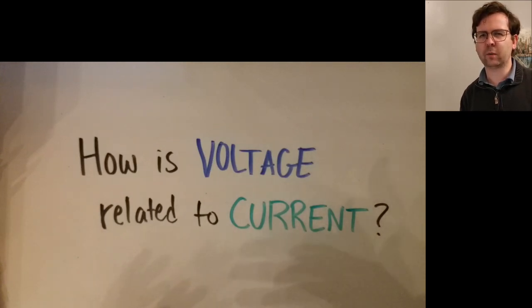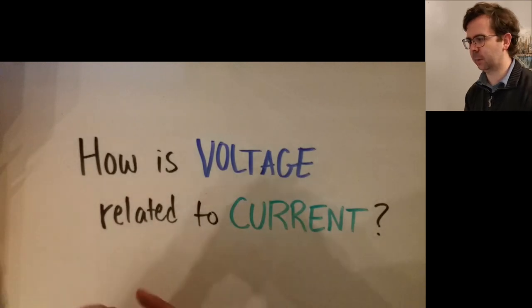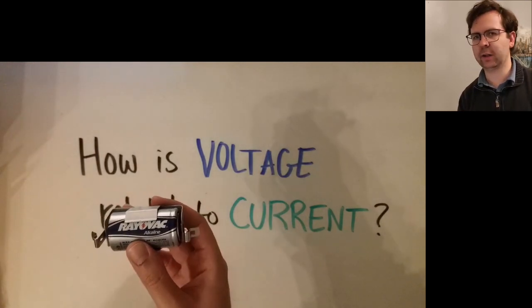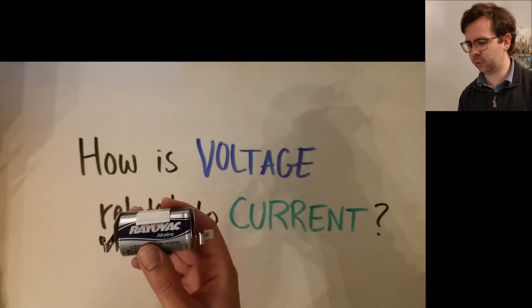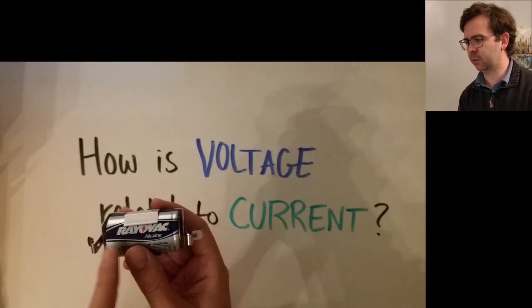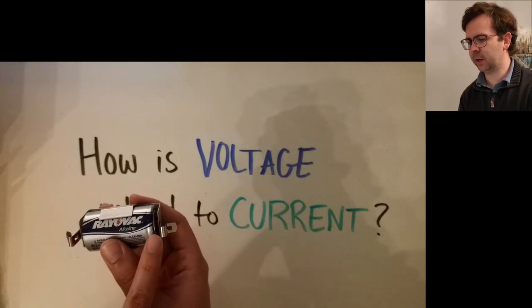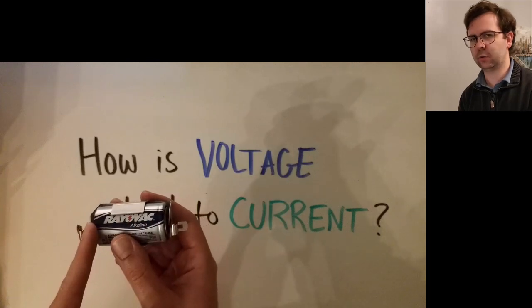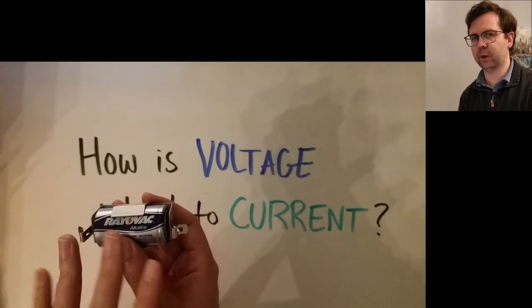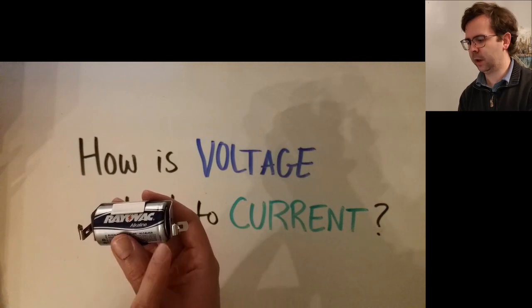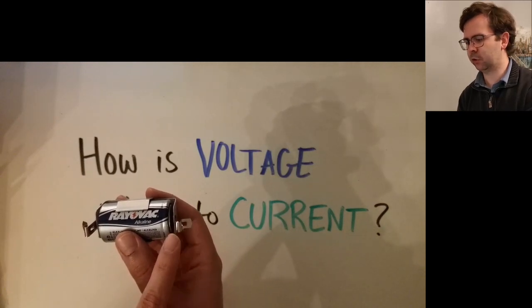So in order to find the relationship between these two, I need to first find a source of voltage. So I have one here in a battery. A battery provides a difference in electric potential at both ends of the battery. So we have a negative terminal and a positive terminal. We have negative charge stored up here, positive charge stored up here. There's a difference in electric potential, and I need a way to get that charge to flow.